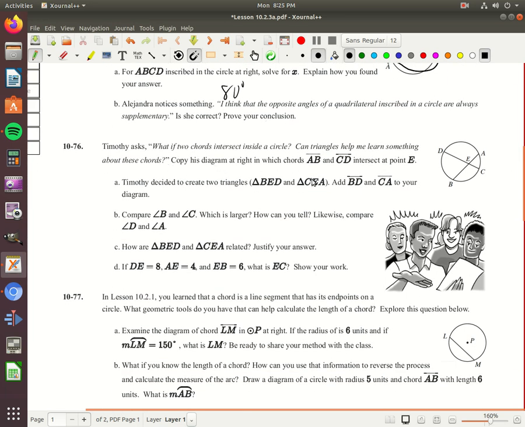1076. Tim asks, what if two chords intersect inside a circle? Can triangles help me learn something about these chords? Copy his diagram in which the chords AB and CD intersect at point E.